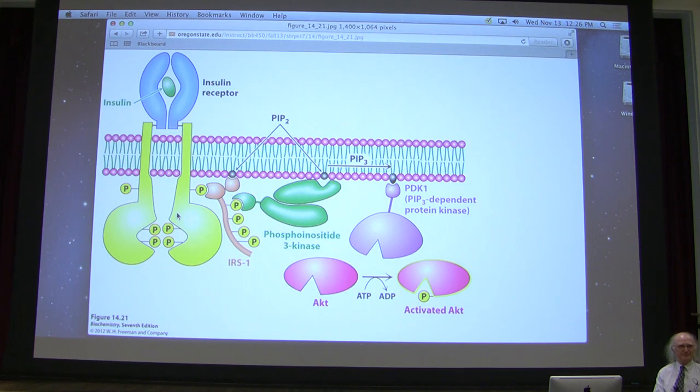Questions about that? Was I that clear, or are you that fatigued? Yes? IRS does get activated. These phosphorylations happen because of its proximity here to the beta subunit.